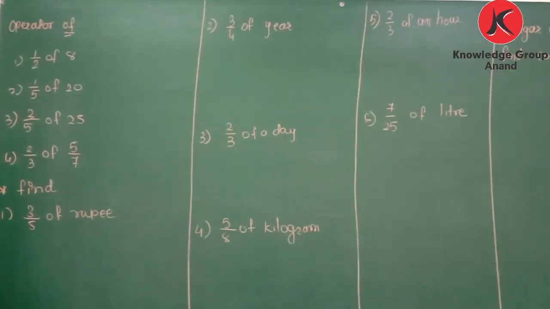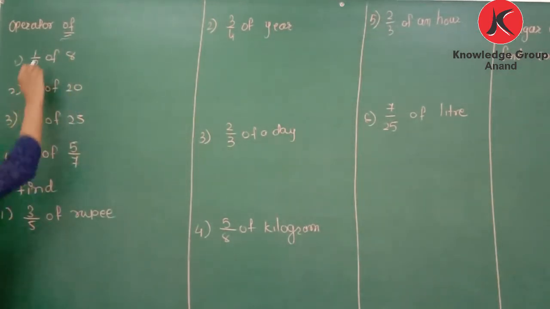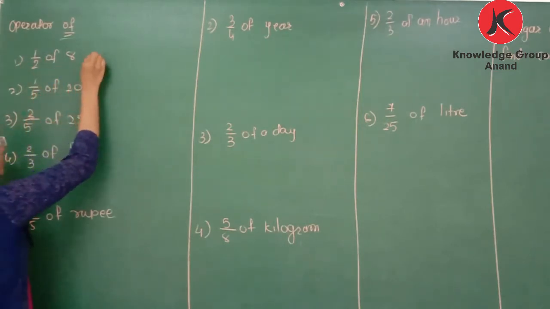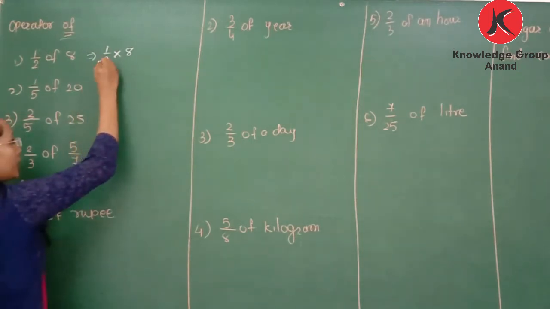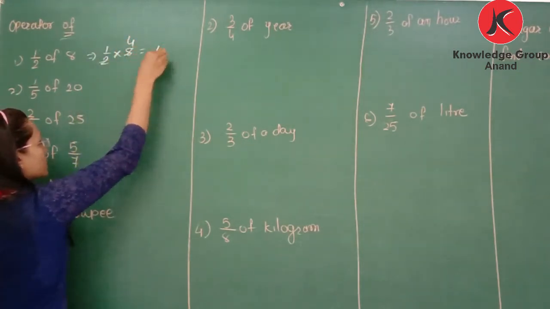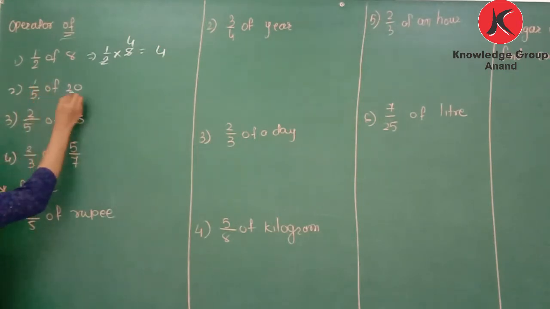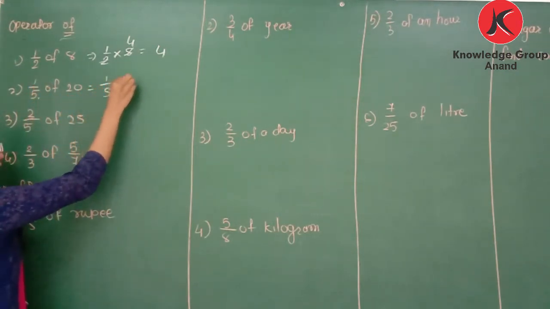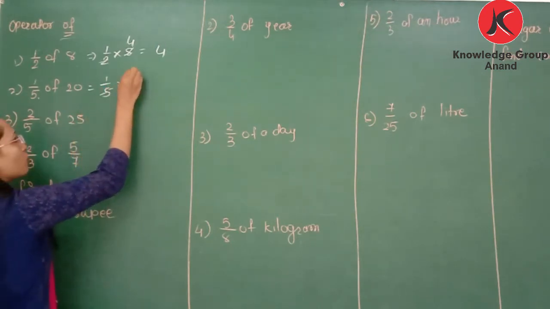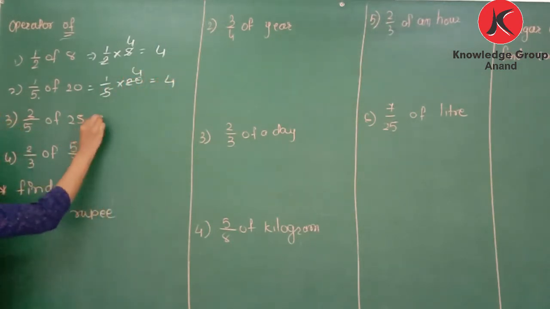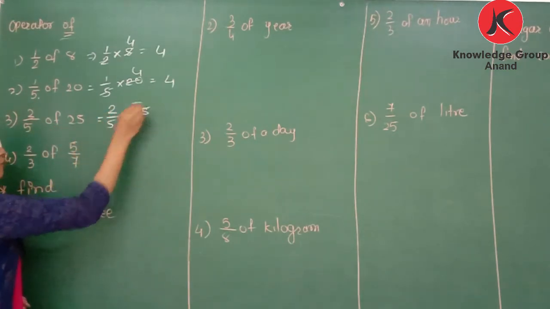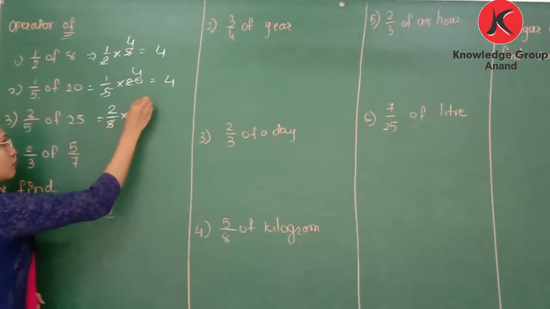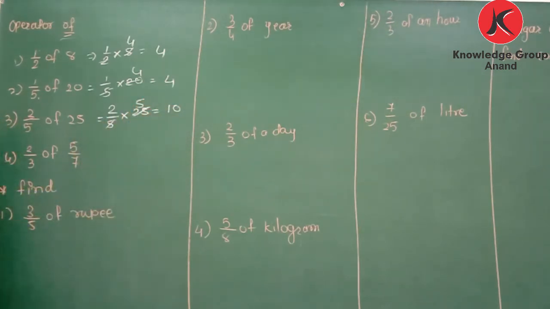Now let's learn about the operator of. Operator of means it is a multiplication. So 1 by 2 of 8, we can write it as 1 by 2 of means multiplication. So multiply 8. Here you can cut, 4 2s are 8, so answer is 4. 1 by 5 of 20, we can write 1 by 5 multiply 20. Here you can cut, 4 5s are 20, so answer is 4. 2 by 5 of 25, so 2 by 5 multiply 25. 5 5s are 25, 5 2s are 10, so that will be our answer.